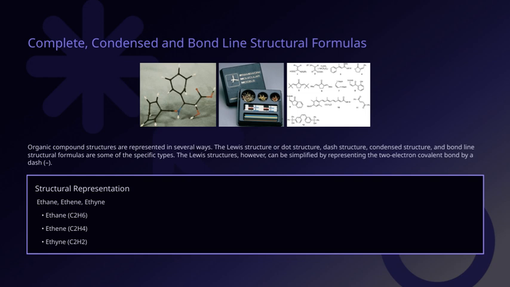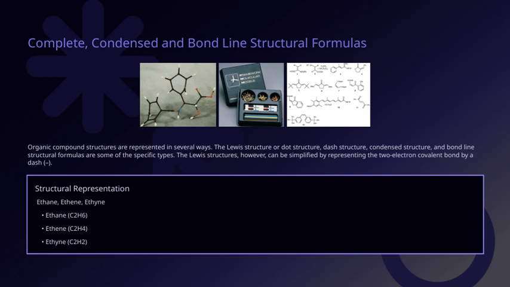We have the Lewis structures, which are also called dot structures, where we show all the valence electrons as dots. Then there are dash structures, where we represent covalent bonds simply with dashes. Condensed structures group atoms together to simplify the view, and bond line formulas use lines to represent bonds, making the structure easier to interpret.